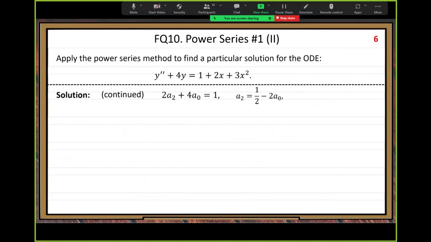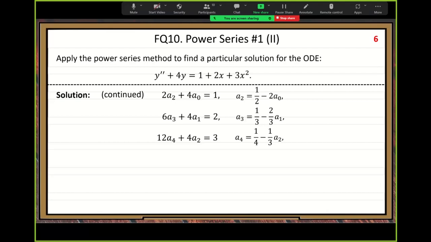So let me copy. From the first equation, you find a2 equals 1/2 minus 2 times a0. Second equation, you can write a3 equals 1/3 minus 2/3 times a1. The third equation, a4 equals 1/4 minus 1/3 times a2.